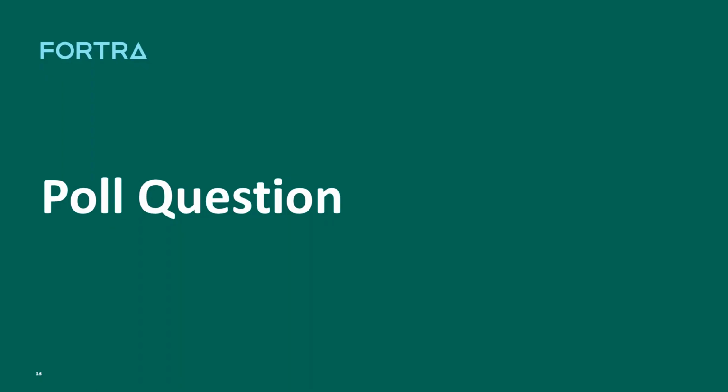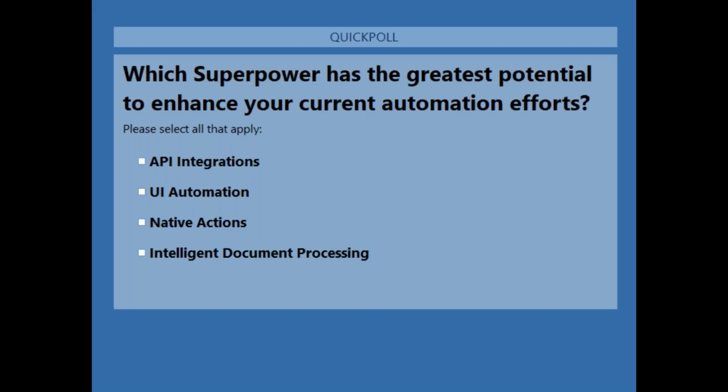All right, so we are going to take a quick poll question, and that should pop up here for you within the GoToWebinar interface. The question is, which superpower has the greatest potential to enhance your current automation efforts? The answers here, and you can select more than one, I believe, would be API integrations, UI automation, the native actions, or intelligent document processing. We'll give you just a few minutes here to answer that.